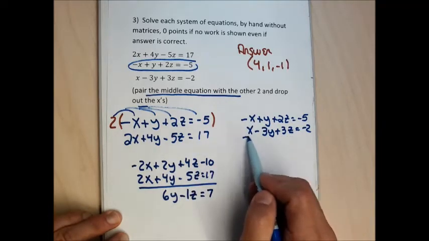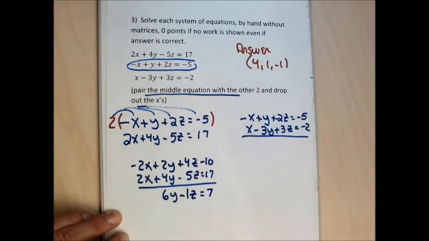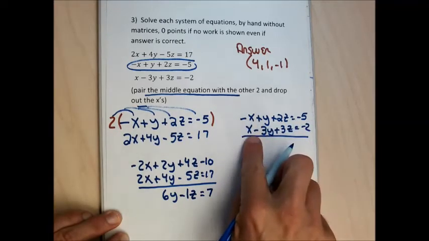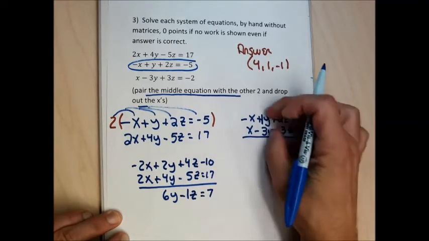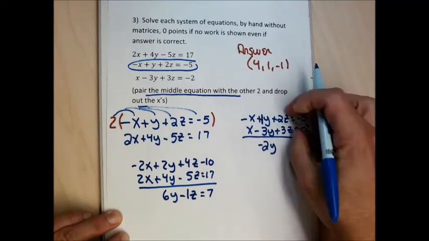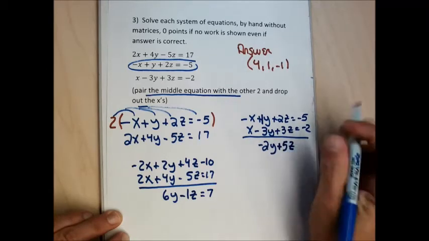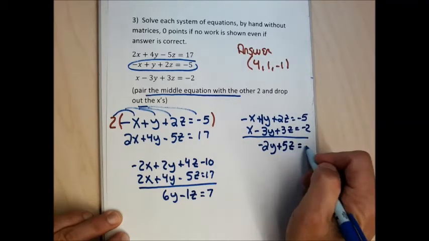For the other pair of equations, I can just add them together and the x's will drop out. So I'm going to combine these without doing any multiplying first. X's are going to drop out. Then I'm going to have 1y minus 3y is -2y. 2z plus 3z is positive 5z. And minus 2 and minus 5 is minus 7.